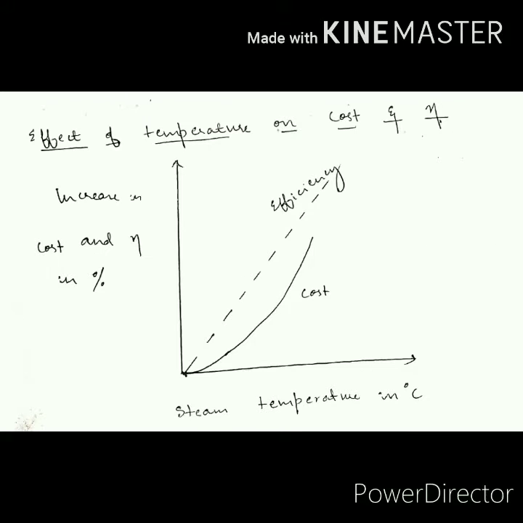Whereas second, if you see the effect of temperature on cost and efficiency, as the temperature increases, the efficiency increases. It obeys a straight path. This is reliable because increasing efficiency is a good sign in case of a power plant. But the temperature should not go beyond 480 degrees Celsius because then it changes the physical property of the material. So there is again a certain restriction up to which you can increase the temperature to increase the thermal efficiency.